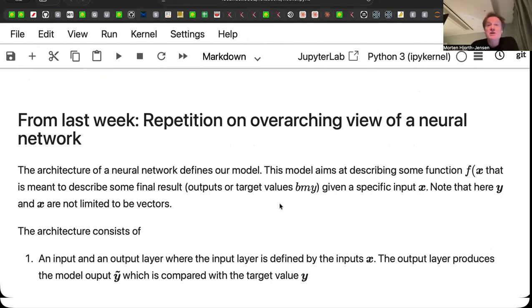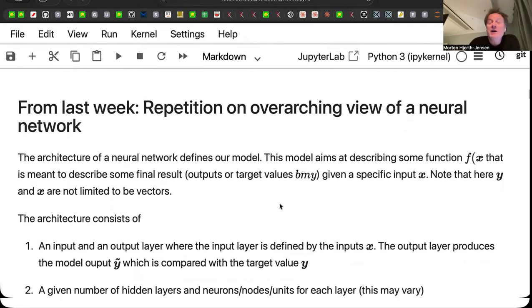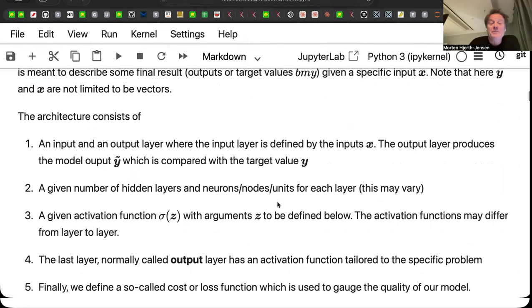So if we now just look at what we did last week as a very quick reminder of what is coming today. As a quick reminder, the architecture of the network is what defines our model. And this model is then defined by, obviously, the input and the output layer, which defines our data. And the output layer produces the output, which we normally label with a y tilde.